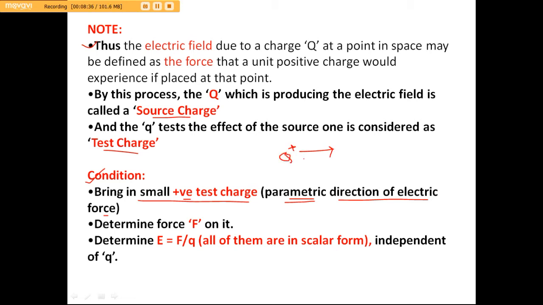has the force in the direction of r, and we determine the force on it. So how should you determine it? The formula is E equals F divided by q. All of them are in scalar ratio, that is independent of small q.